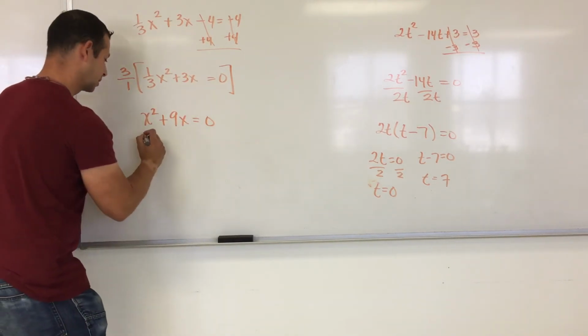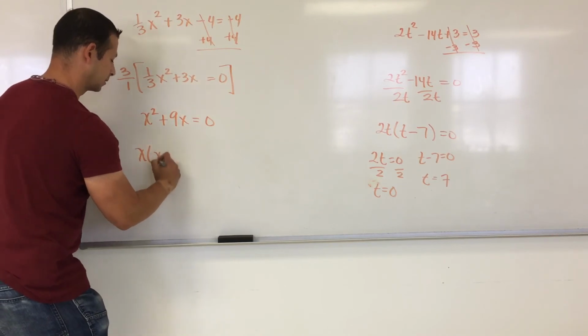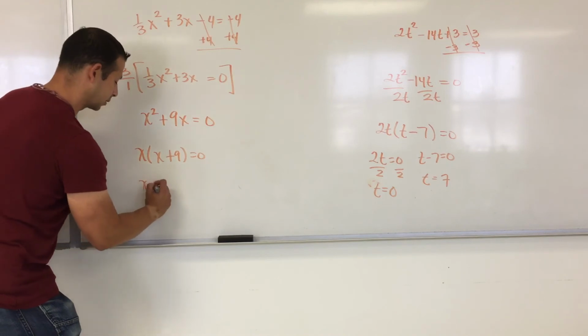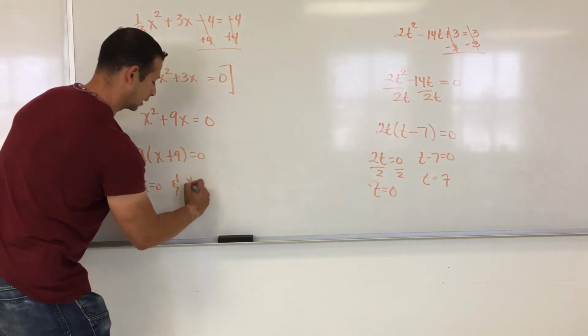Same thing. Take out that x, x plus 9, and then you're done. You got x equals 0, and x is equal to negative 9.